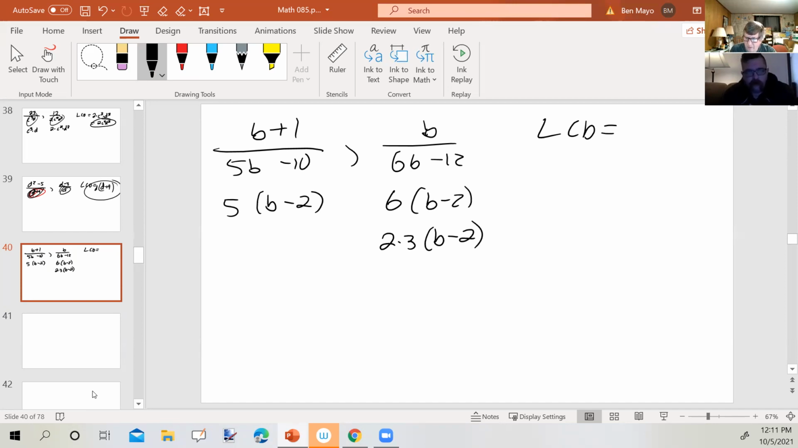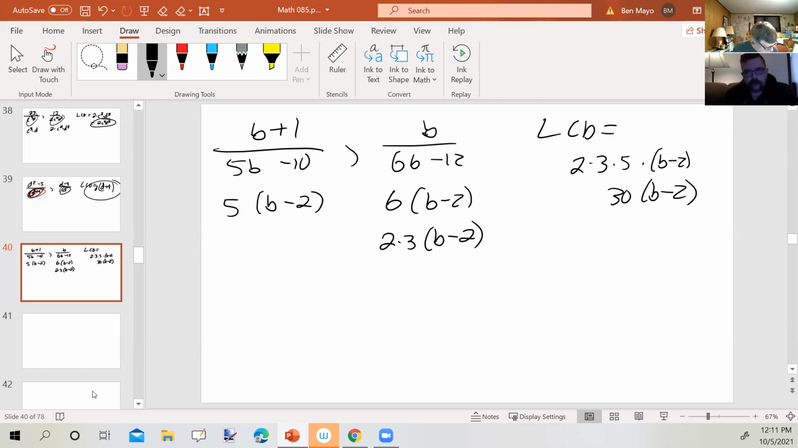Okay. So what are my prime factors? I've got a 2, a 3, a 5, and a b minus 2. The highest power of each of them is just to the first degree. So 2 times 3 times 5 times b minus 2, 30 times b minus 2. And you can leave it that way, or you could write 30b minus 60 if you wanted to.